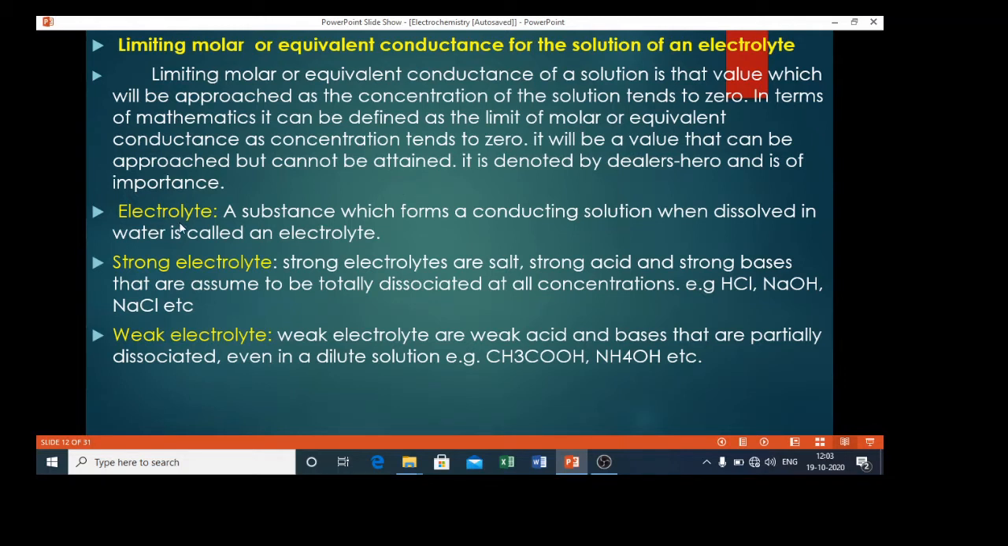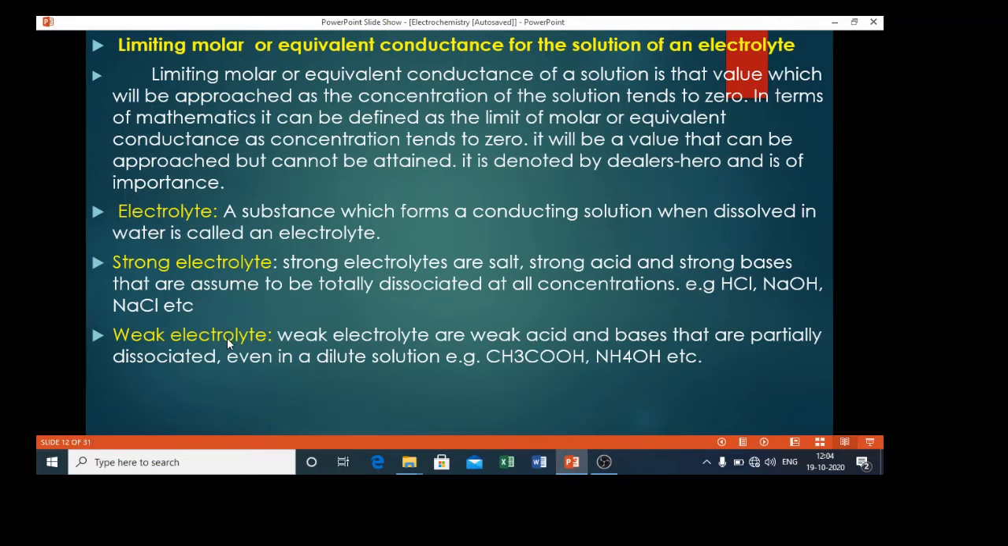What is an electrolyte? A substance which, in the fused or molten state or in solution, allows electricity to pass through it is called an electrolyte. There are two types of electrolyte: strong electrolyte and weak electrolyte. Strong electrolytes are completely ionized, completely dissociated. For example, salts, strong acids, and strong bases, such as HCl, NaOH, NaCl.